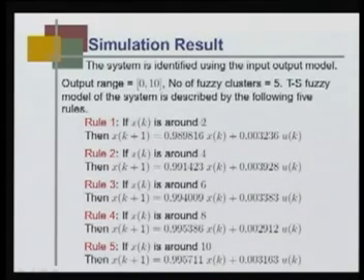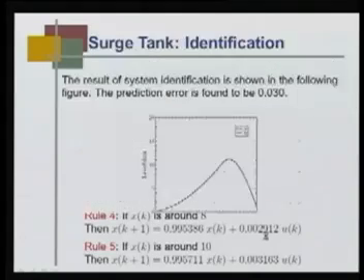If x k is around 2, then x k plus 1 is 0.98 something plus 0.0032 u k and so on. Rule 2 is, if x k is around 4, then x k plus 1 is 0.991423 x k plus 0.003928 u k. So, like that, you can easily see although the B matrix is varying, it is almost similar. That is why the method that we said is also applicable here.